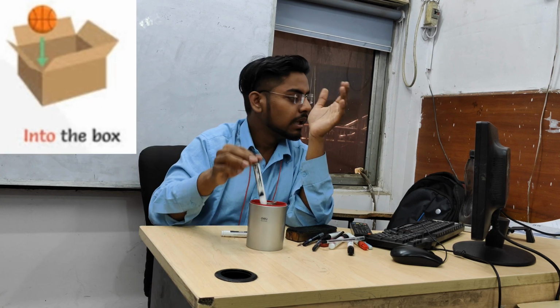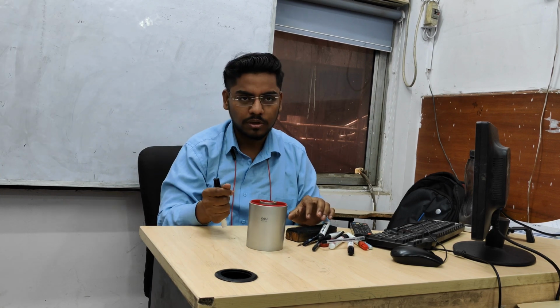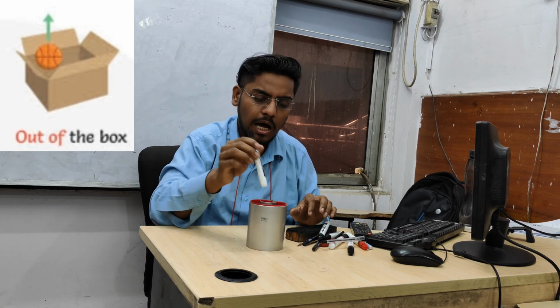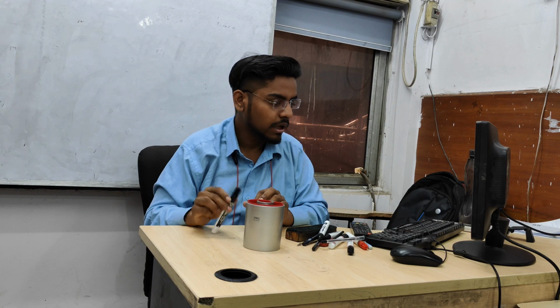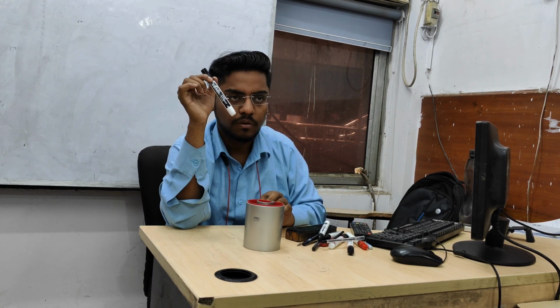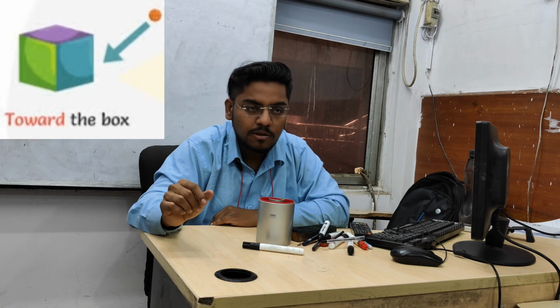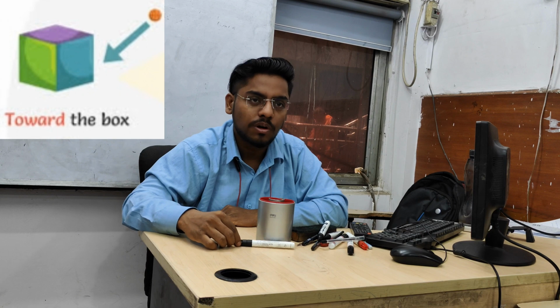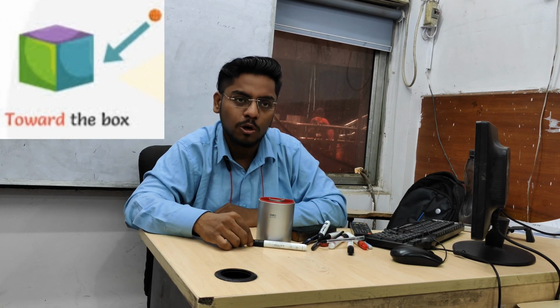Got it? If I say that this marker is coming out, that means something is coming out of something, that is called out of. Yep. Into and out of. Not out, it is out of. If I just pull this marker towards this object, that means this is coming towards this. That means towards. When something is coming towards any other object.